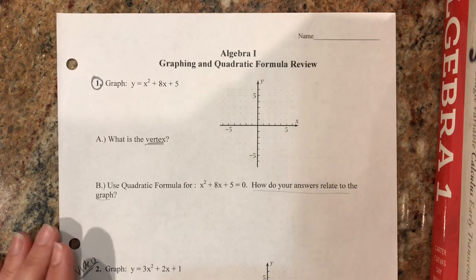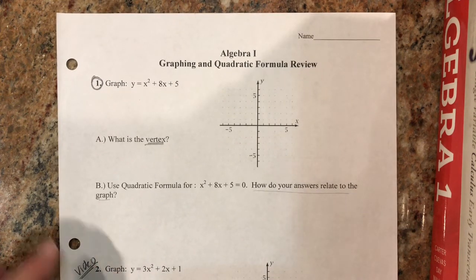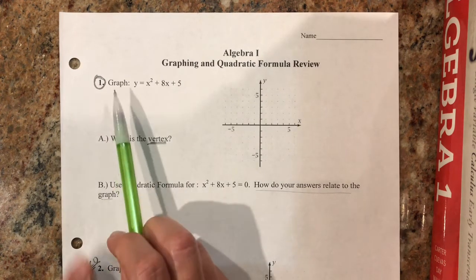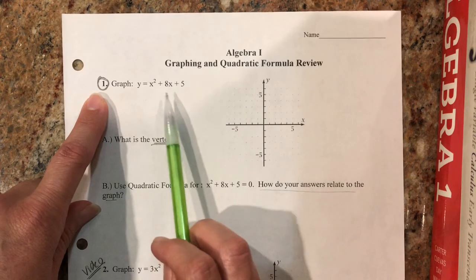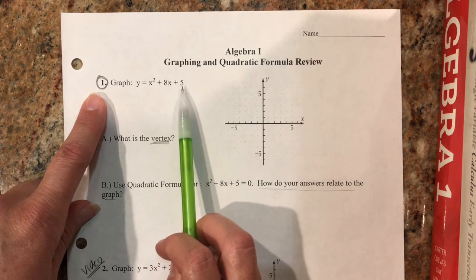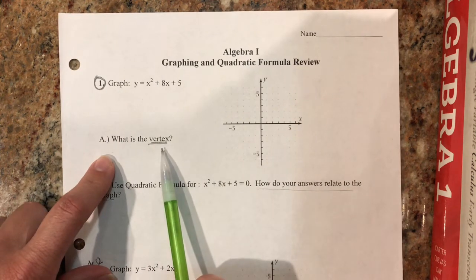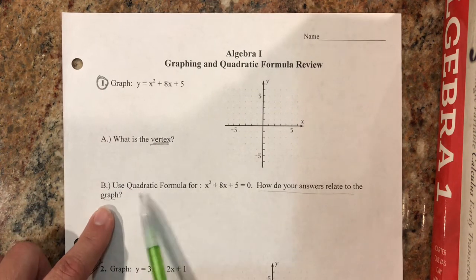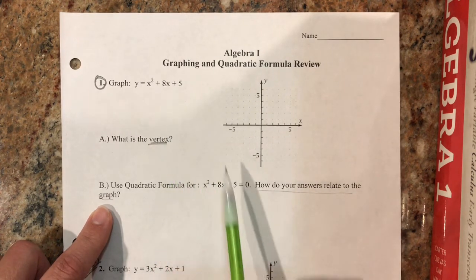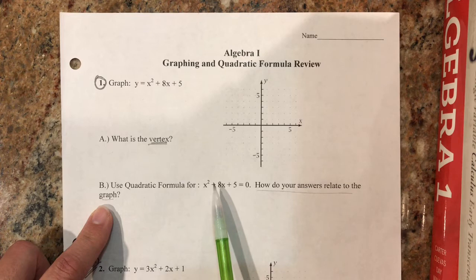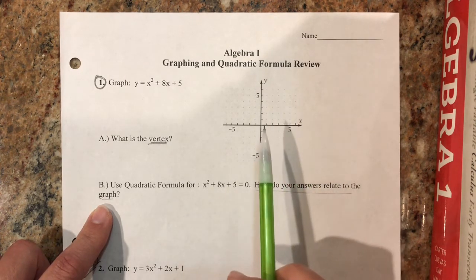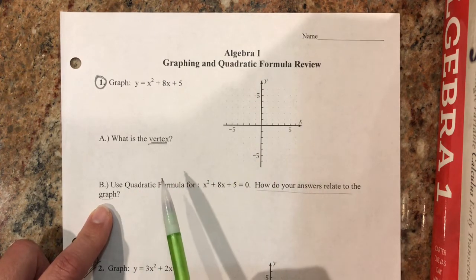This is your third and final assignment of this week, and again, you can do this on regular notebook paper. You're going to have this problem number 1, where you're going to graph y equals x squared plus 8x plus 5. Make sure you clearly label the vertex. Also use the quadratic formula, it's the same problem, and then explain how your answers relate back to your graph. So that one you're going to do as your assignment.